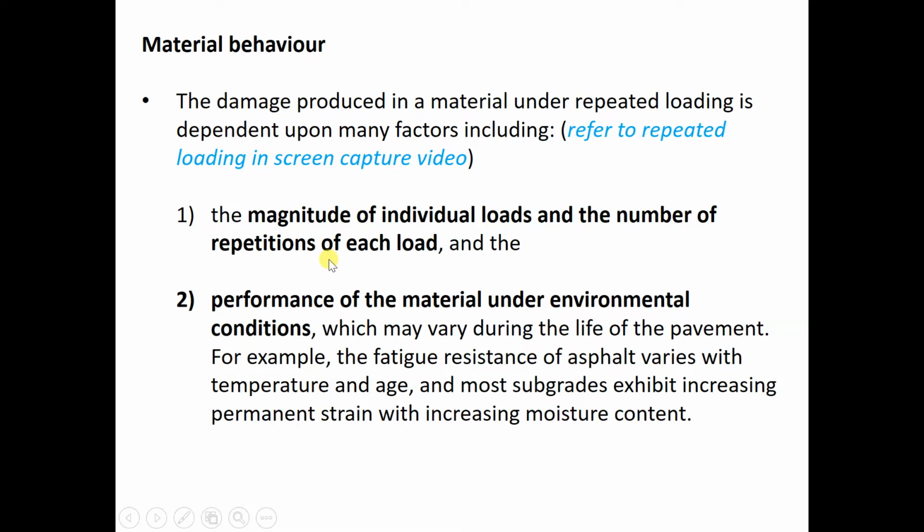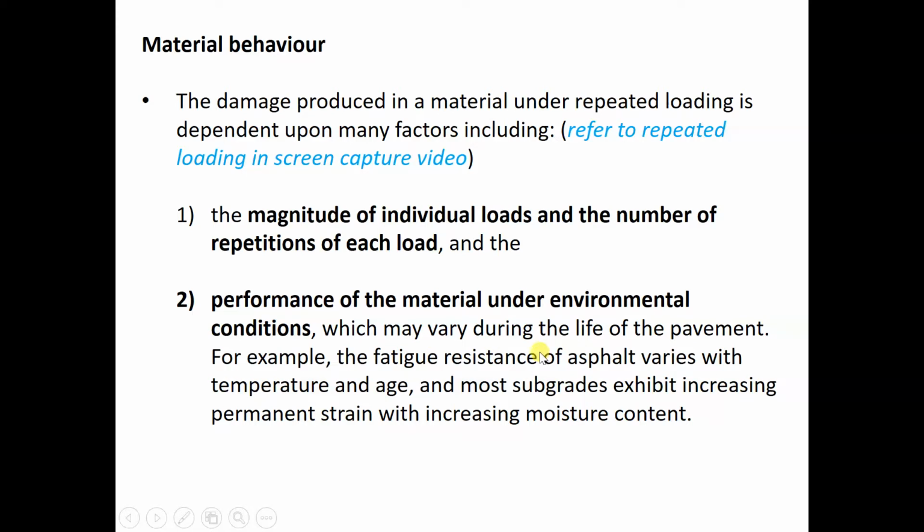Whereas for a small car, let's say 1.2 tons with 4 wheels, one wheel only exerts about 300 kg. So it's quite a lot different. Like the big truck, the traffic loading for one wheel can be 10 times more than the small vehicle. So that is the magnitude of the individual load.